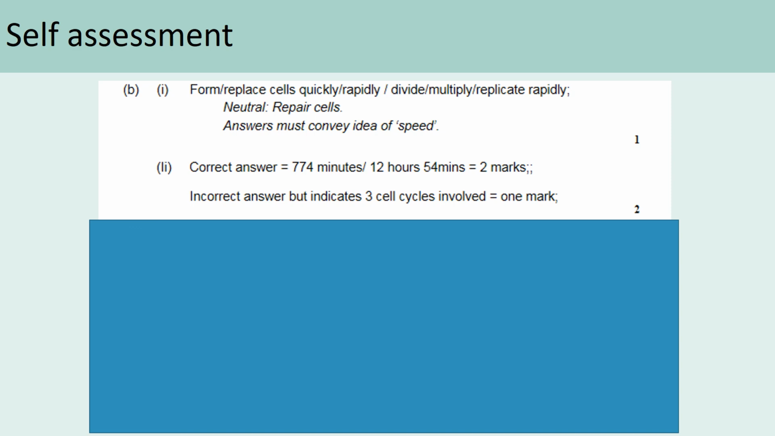And the reason how they got to 774 is, hopefully you realised, it was 3 divisions. If you're starting with 1 cell, that will divide into 2, that's 1 division. Those 2 will divide into 4, that's a 2nd division. And then those 4 will become 8, that's the 3rd division. If you convert 4 hours and 18 minutes, that becomes 258 minutes. So 4 times 60 plus the 18 gives you 258. So if you do 258 times 3, you get 774 minutes.